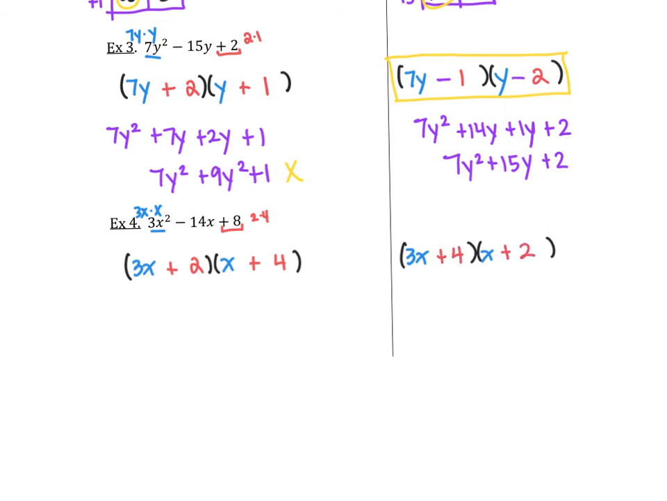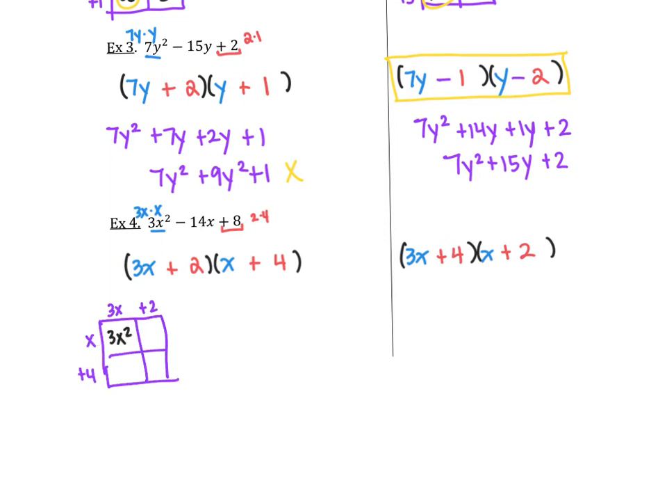Okay. I also, if 2 and 4 don't work and 4 and 2 don't work, I could also try 8 times 1 or 1 times 8. Hopefully one of these works, but if not, I'm going to have to do a third guess. Okay, I'm going to box this time because I'm trying to alternate between the visual learners and the algebraic learners. So 3x plus 2, x plus 4. 3x times x, 3x to the second.